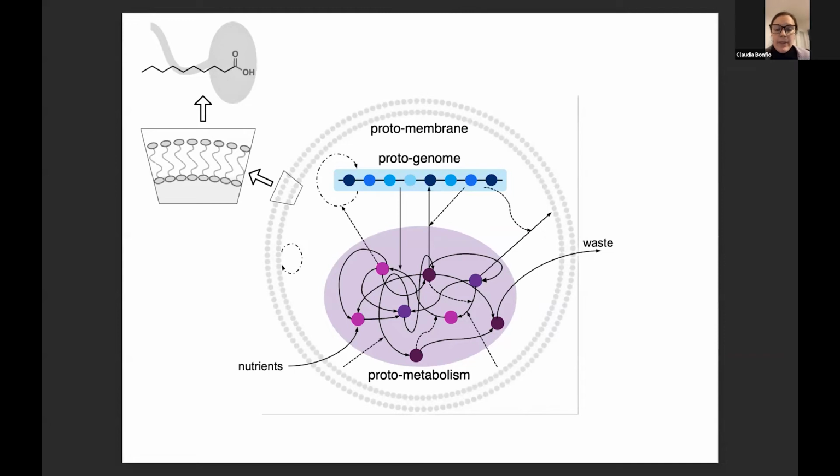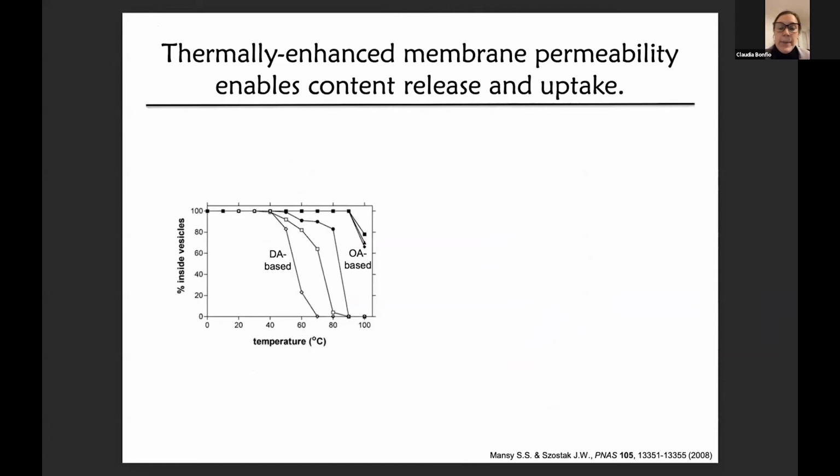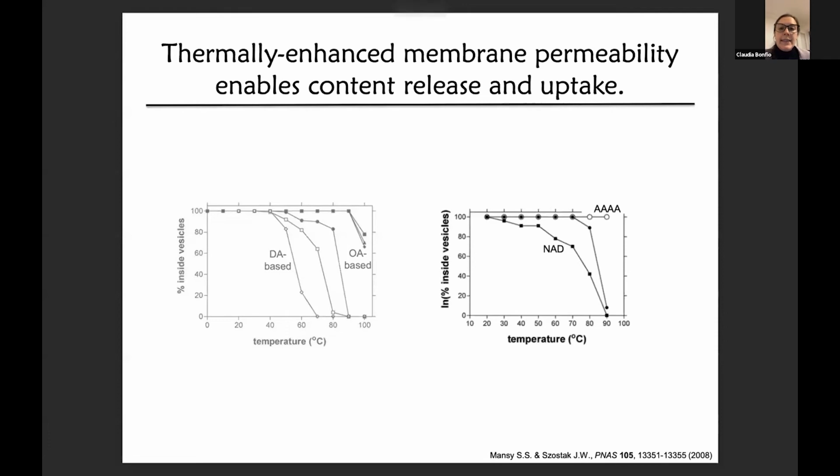And the starting point I decided to look at was a paper that was published about 10 years ago. It's a paper that was published by my PhD supervisor, and that looked at the thermal stability of lipid membranes made of fatty acids. And what they saw is that fatty acid-based membranes were thermally unstable.